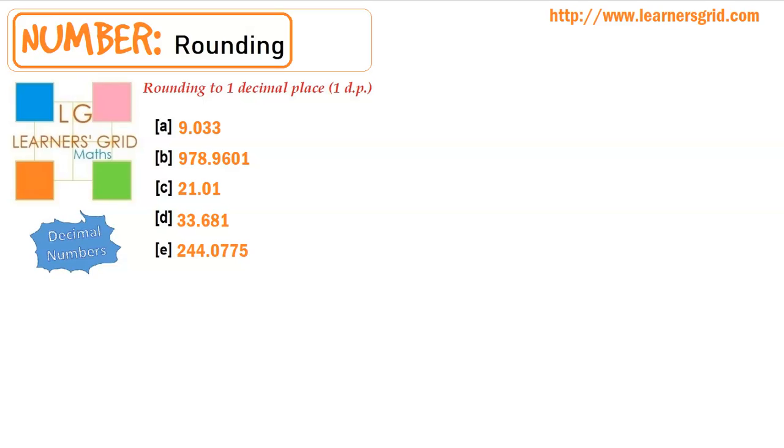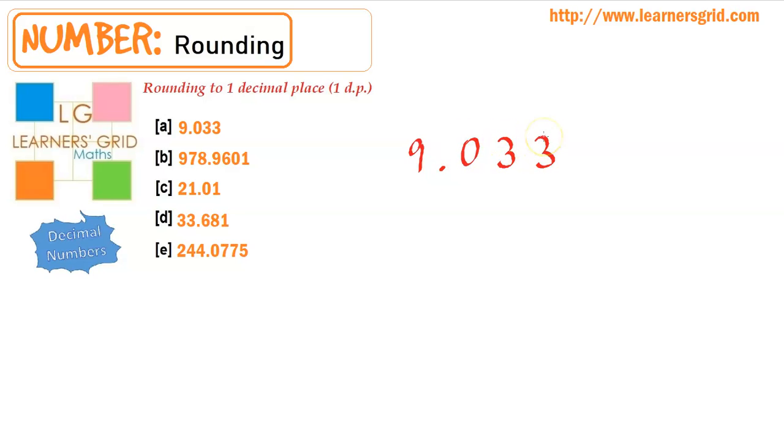We're going to be doing some rounding, and we're going to be rounding decimal numbers, and we'll be rounding to one decimal place. So let's go about doing that. It's not too difficult, but you do have to know one important rule, and we're going to go over that rule very, very shortly. So here we go.